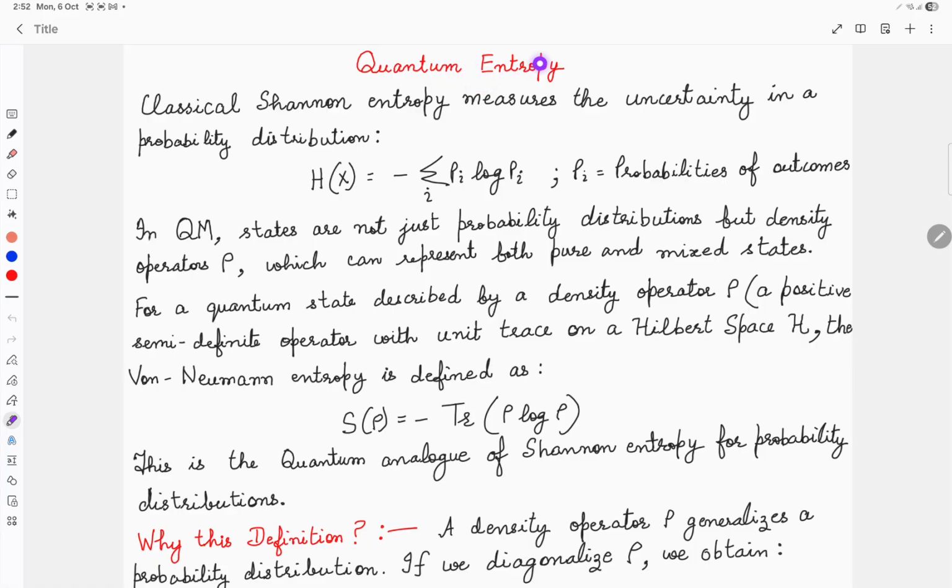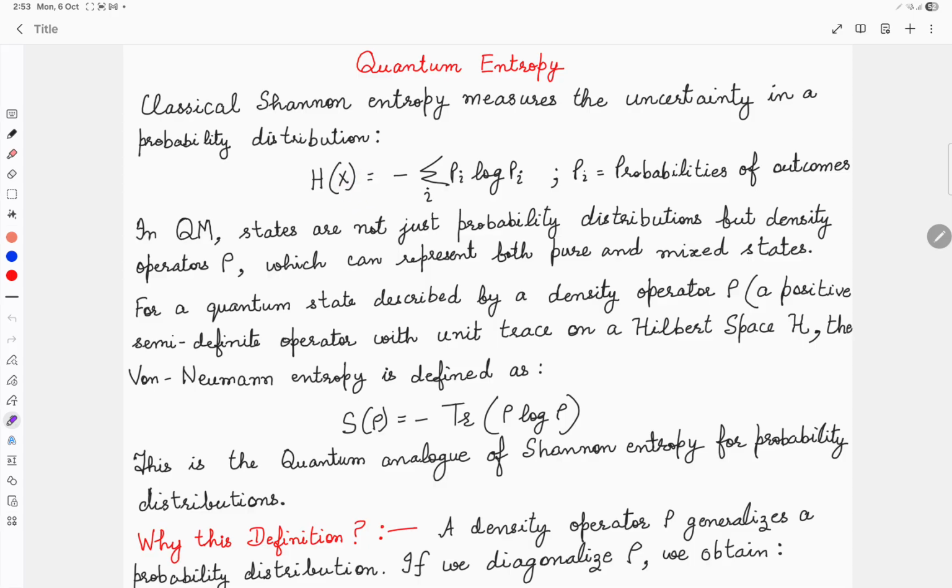Before we get into quantum entropy, let's see what classical entropy is. Classical entropy is also known as Shannon's entropy. Classical Shannon entropy measures the uncertainty in a probability distribution. So let's say if p_i represents the probability distribution, the relationship H(X) = -Σ p_i log p_i is basically the entropy of the classical system, and it represents the average information present per message in communication theory.